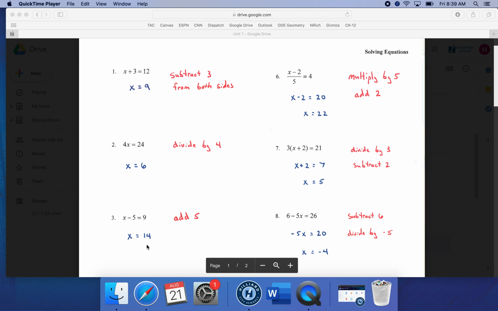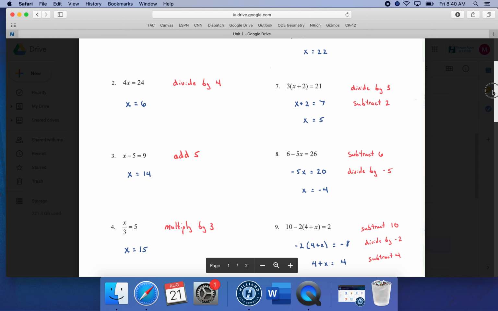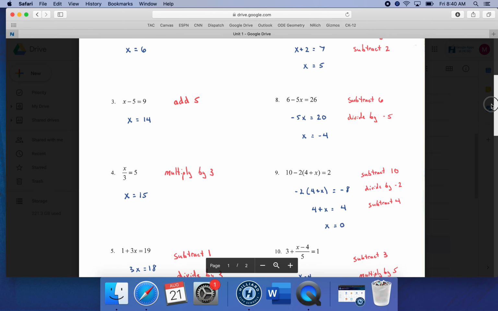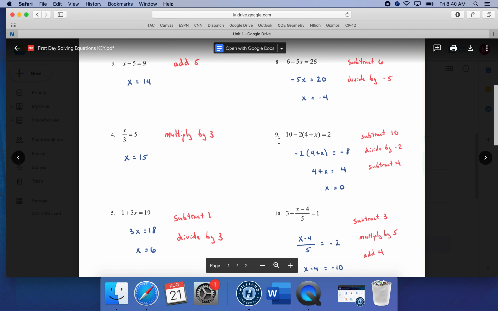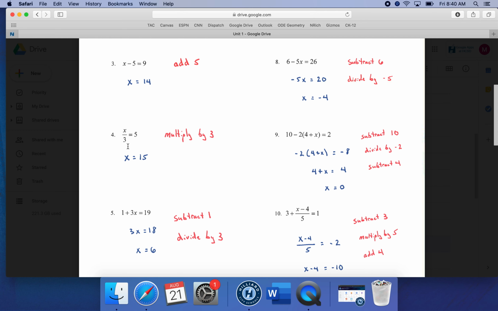Okay, can I scroll down? So on number 3, I'm going to add 5 to both sides and get 14. Number 4, I have x divided by 3. So I'm going to multiply by 3, right? Addition with subtraction, multiplication with division, they're inverse operations of each other. So I'm going to multiply both sides by 3 and get 15.